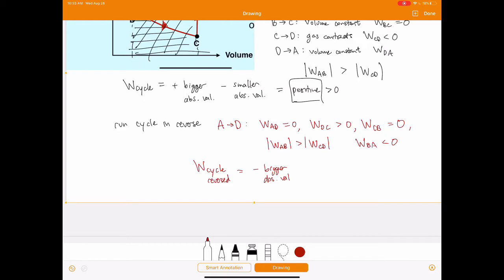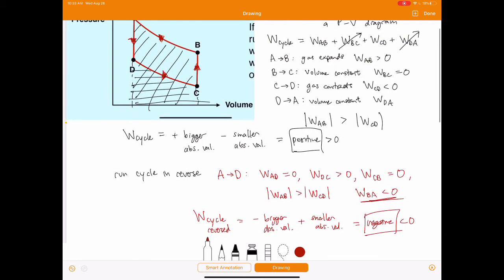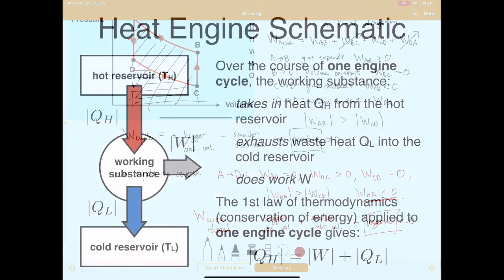Okay, that's this one. Plus a positive term with a smaller absolute value, which of course is going to turn out to be something negative, or less than 0. So run the cycle in reverse, and it's actually negative work being done by the gas.